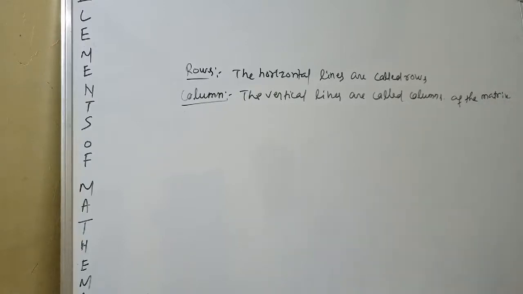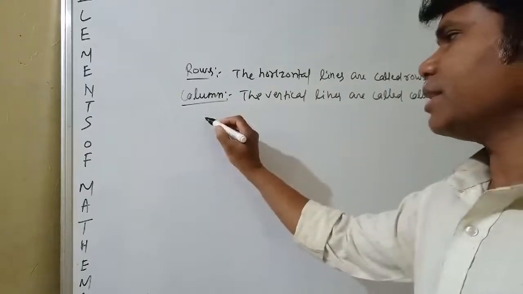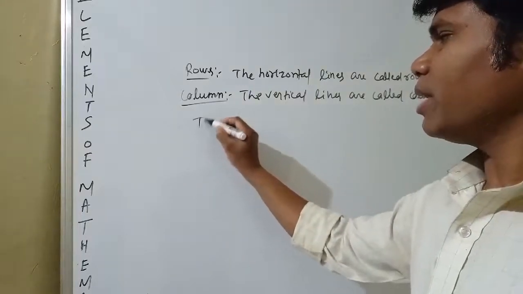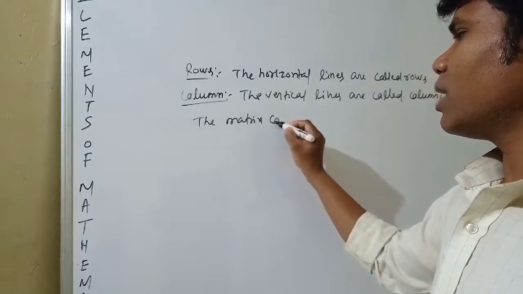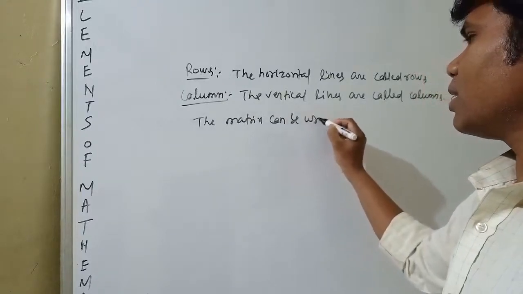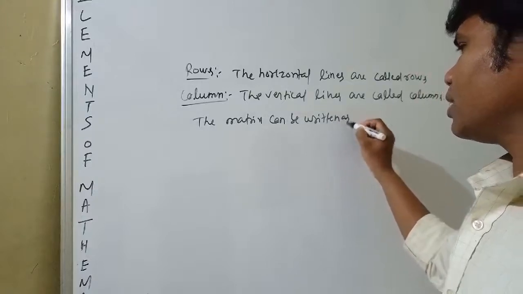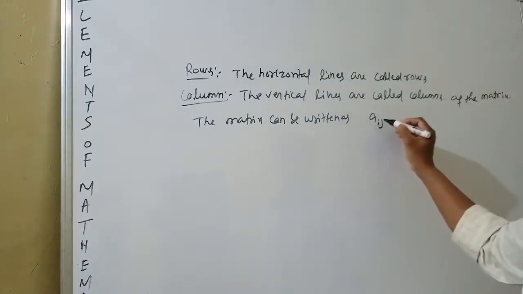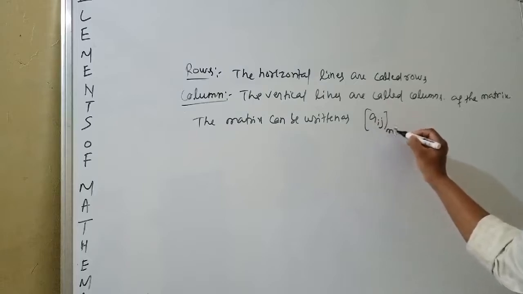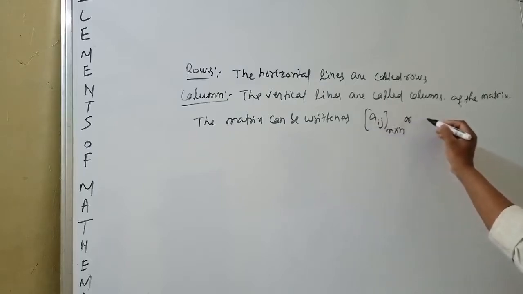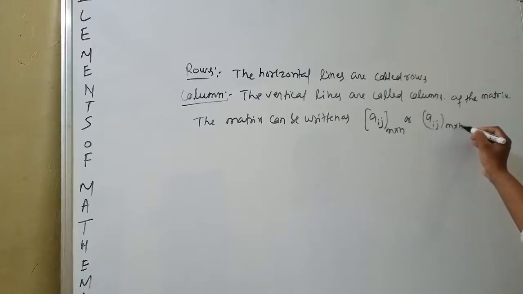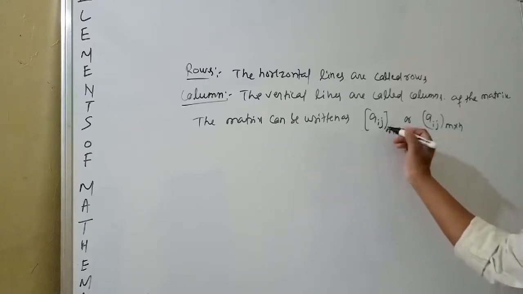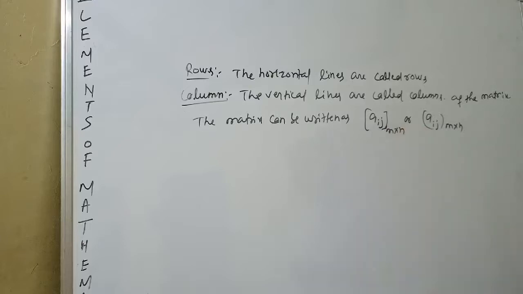Okay, the matrix can be written as Aij, m cross n. The matrix can be written with a square bracket or with this round bracket.